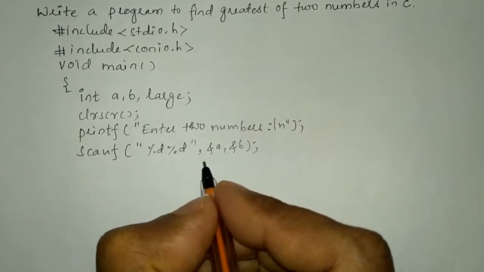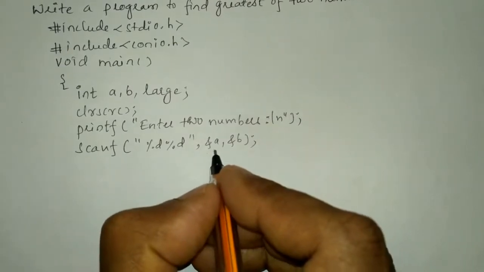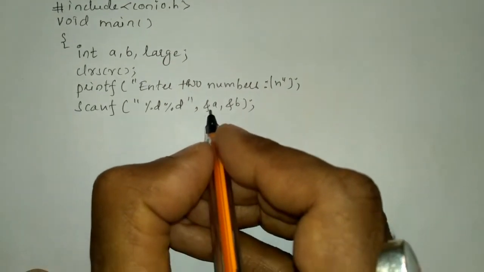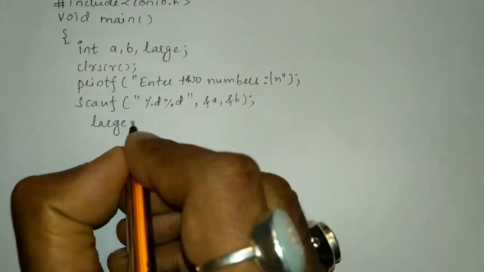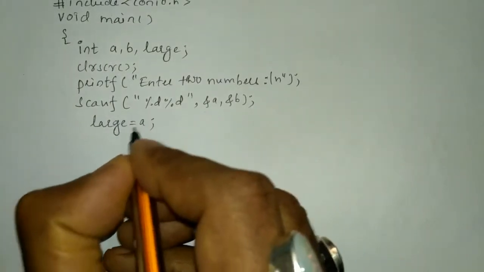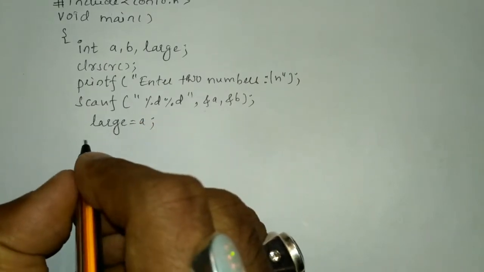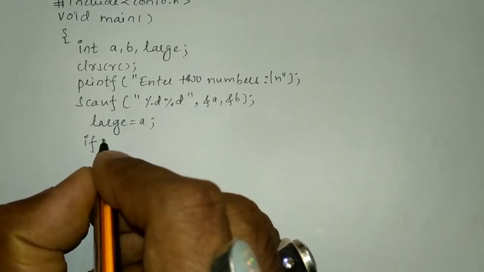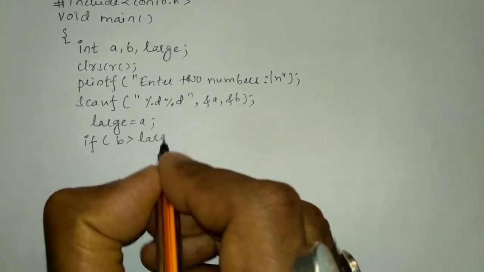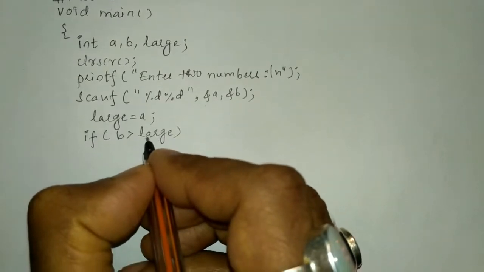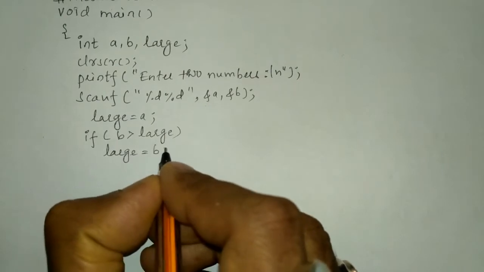Now we are going to initialize the value of a to the variable called large. So let us write large is equal to a, means a value is initialized to large. Now we'll take simple if statement: b is greater than large. If this is true, then large is assigned with value b.